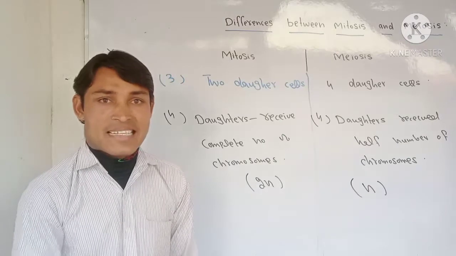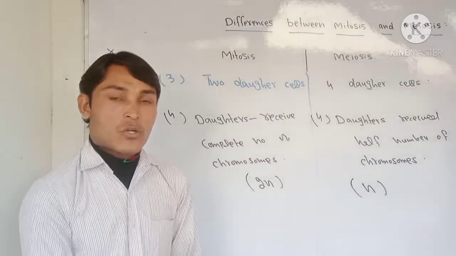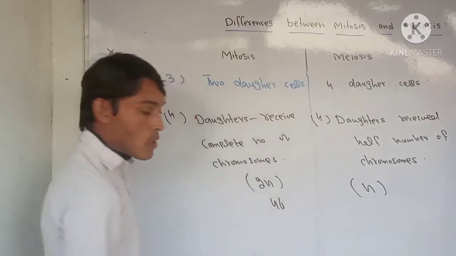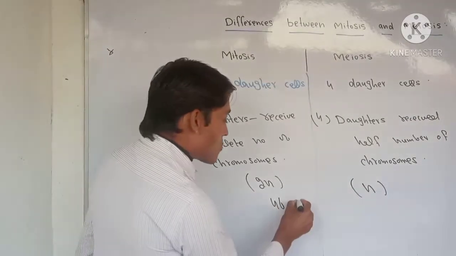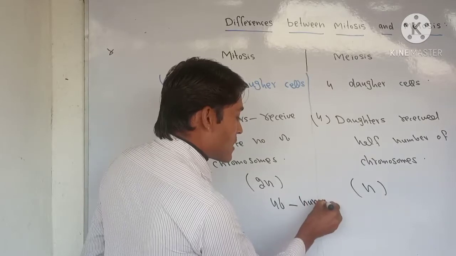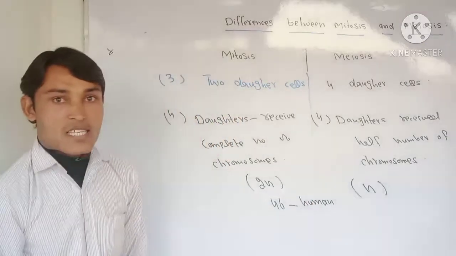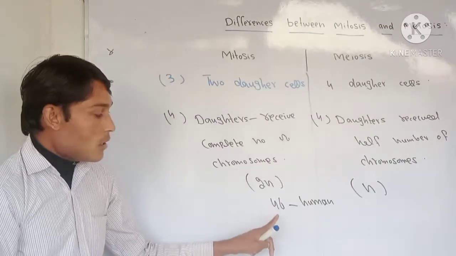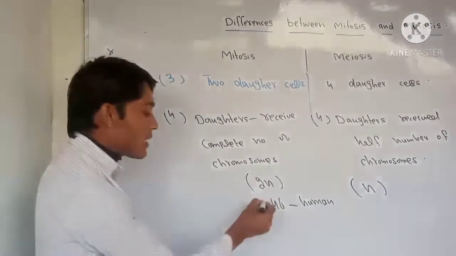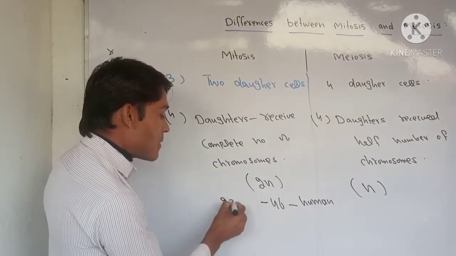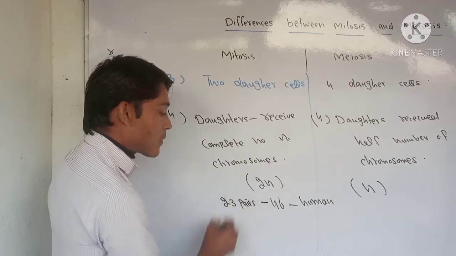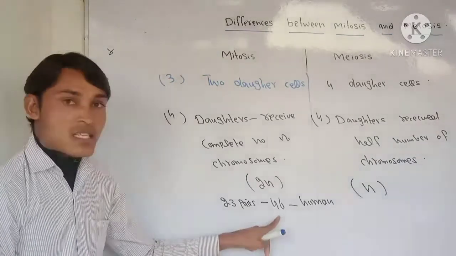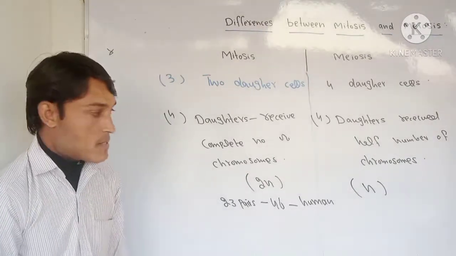Let's take the example of human beings. Human beings have 46 chromosomes. How many pairs do humans have? That is 23 pairs. Now if a human cell divides, 46 chromosomes will be transferred to the daughter cells.